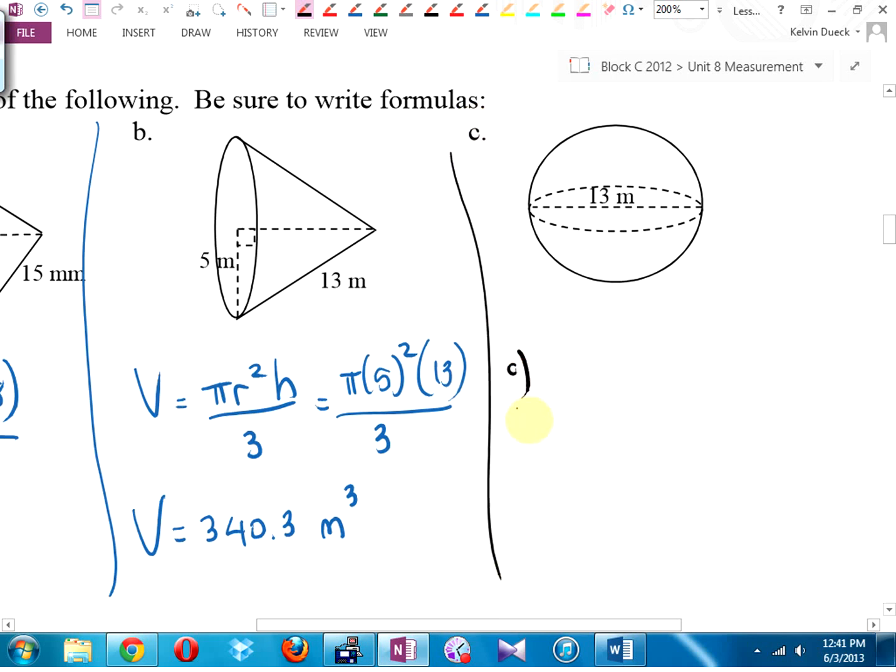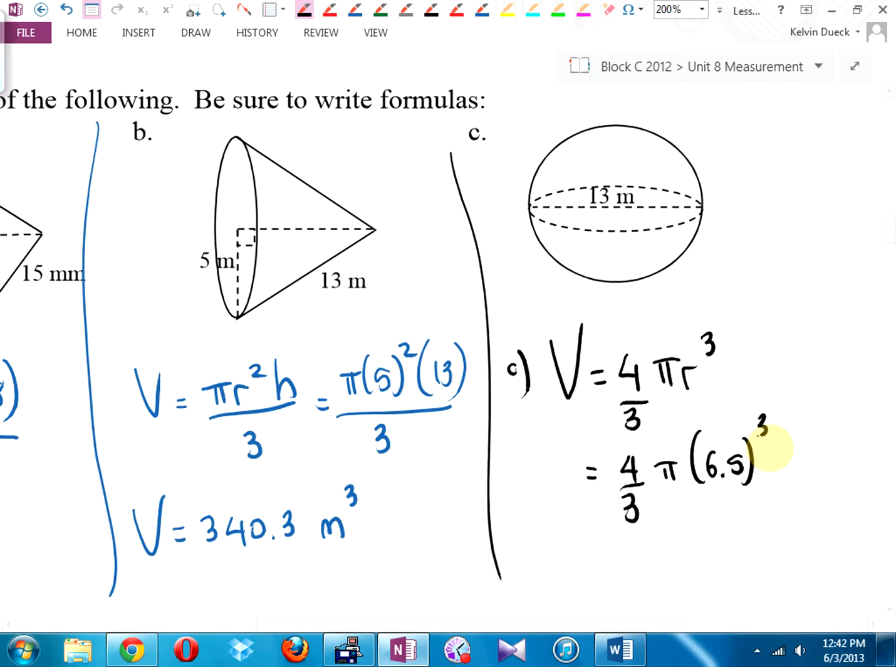C. What shape? 4/3 pi r cubed. Careful. What's the radius? Don't say 13. 6.5, because they gave you a diameter. That's about the only way they'll try and trick you. 4/3 times pi times 6.5 cubed.